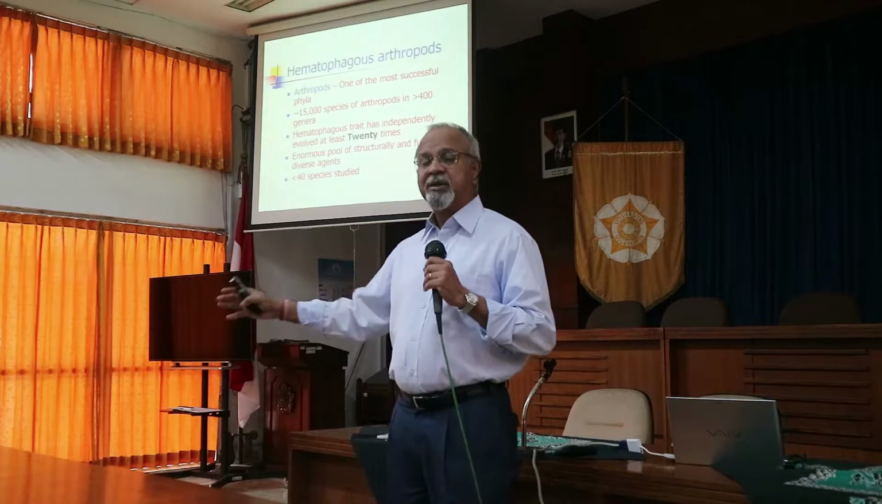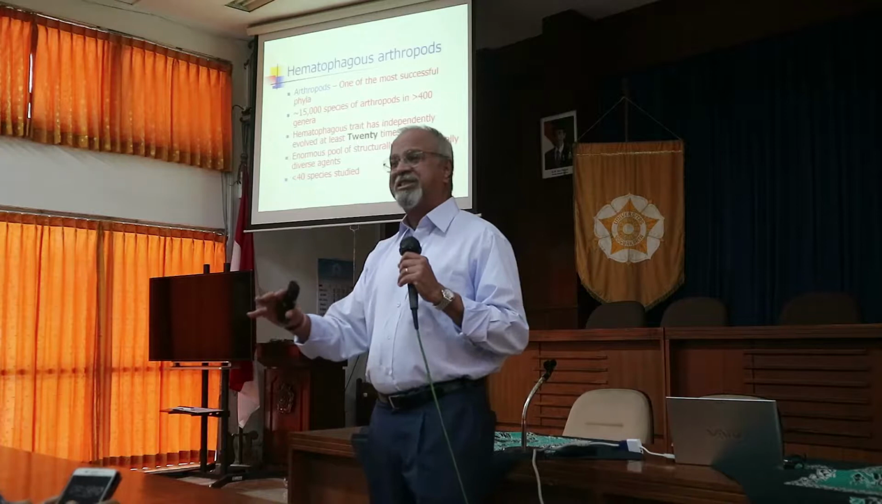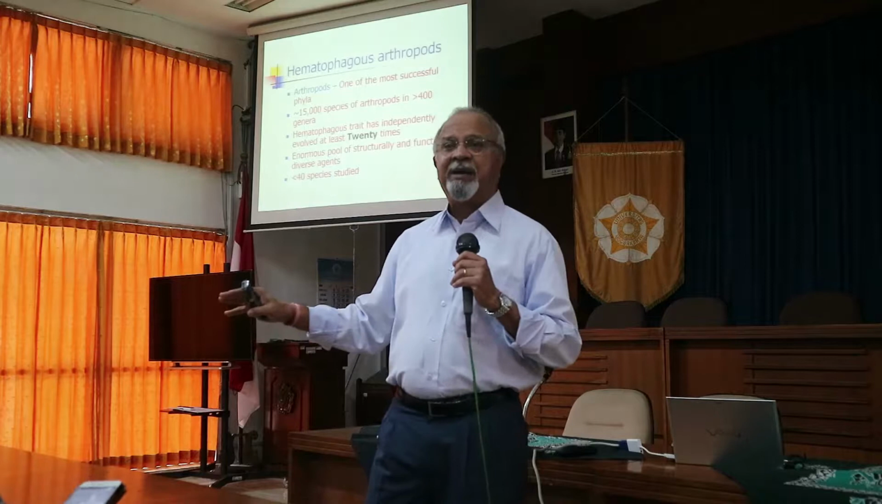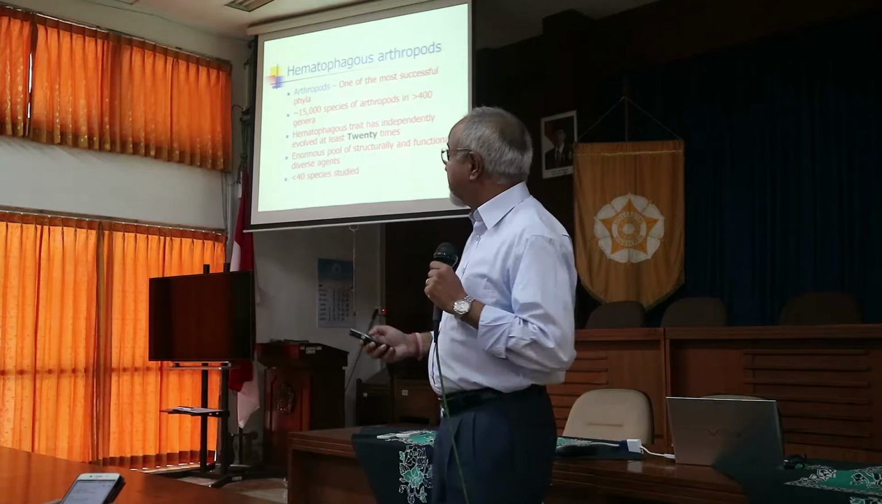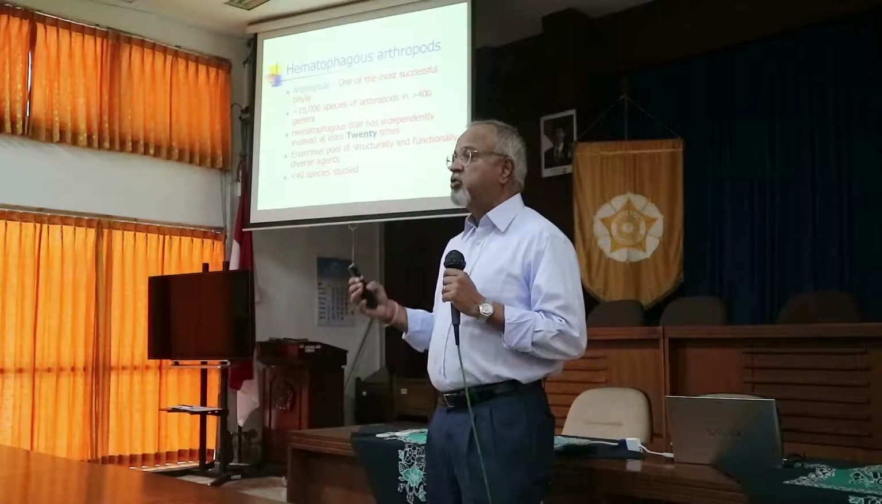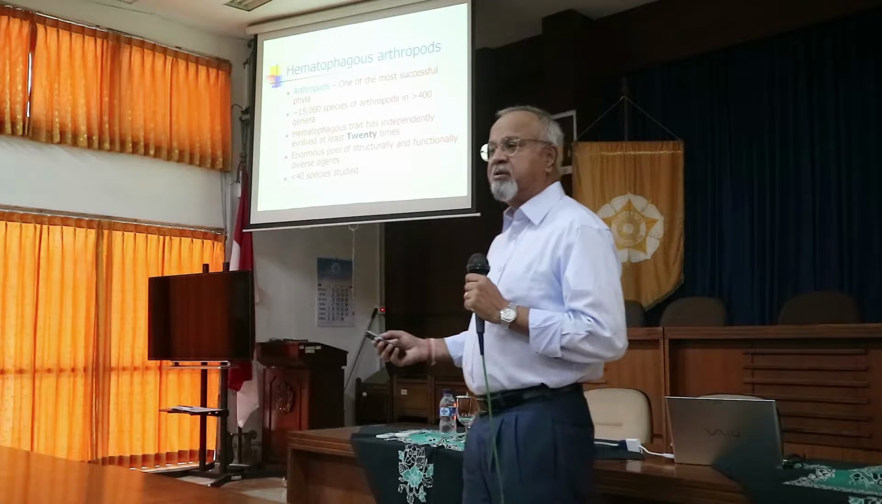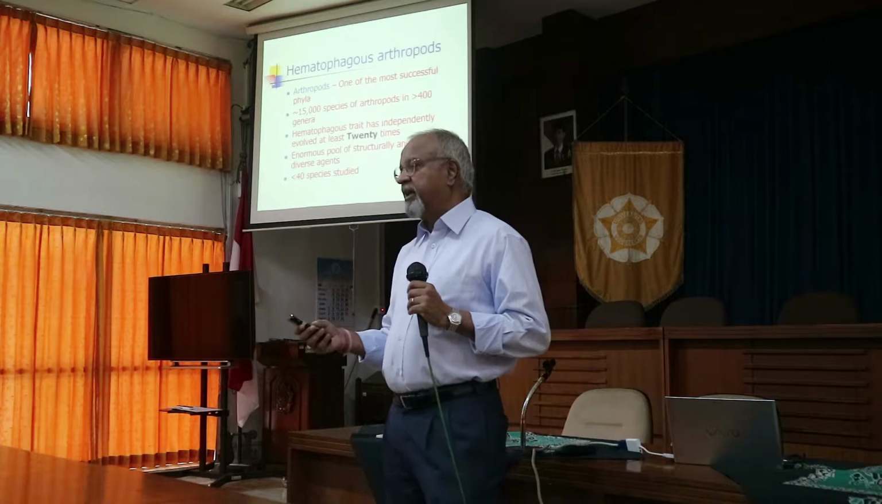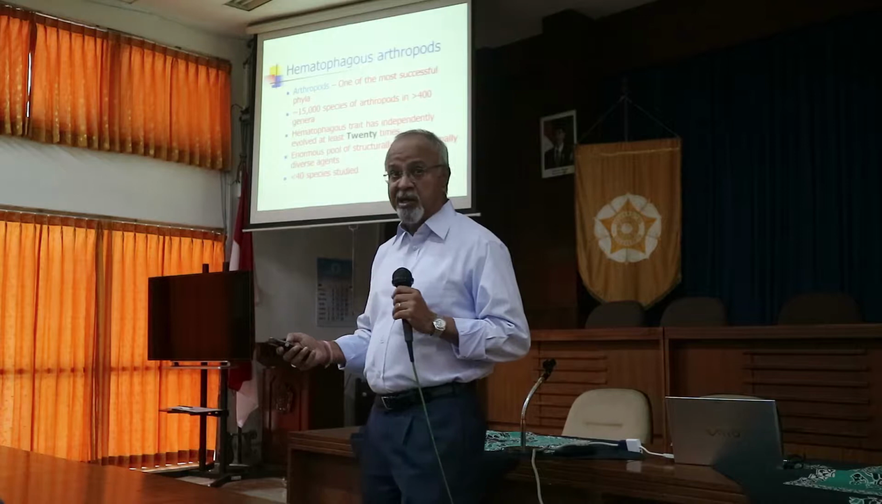So that means they have to choose different protein scaffolds, different strategies of developing anticoagulation, antiplatelet effect, vasodilation, and the immune suppression. So you can imagine, there is an enormous pool of structurally and functionally diverse proteins which you can study. Okay? But so far, we have studied less than 40 species. We have studied less than 50 to 100 proteins. I would say, in detail, an even smaller number. Okay? It's a very small number of proteins we have characterized. So there is a tremendous wealth out there for you to study.